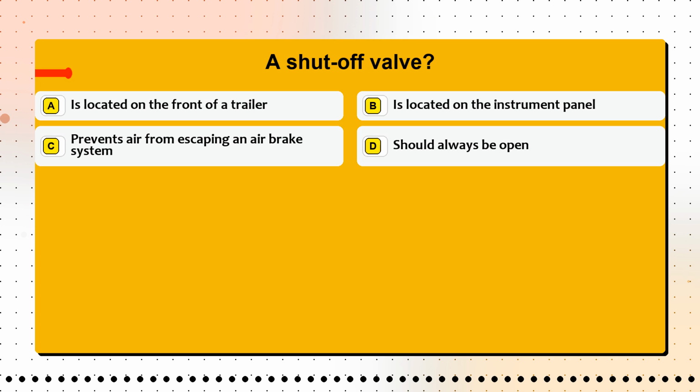Question 82. A shut-off valve? Here are the options. Option A. Is located on the front of a trailer. Option B. Is located on the instrument panel. Option C. Prevents air from escaping an air brake system. Option D. Should always be open.